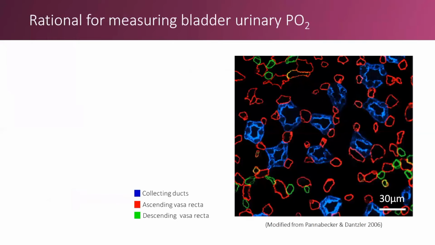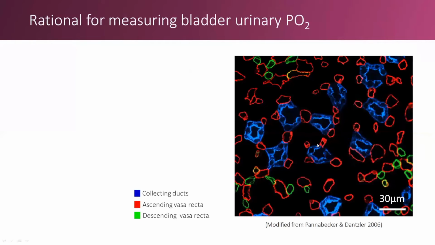So to do this, we looked at the renal vascular architecture, and what we're seeing in this diagram is a very nice diagram of the inner base of a rat medulla, where they have labeled the descending vasa recta, which is the blood supply to the renal medullary region, in green, and the ascending vasa recta in red, and the collecting ducts in blue. This is where the urine ultimately gets collected before it gets sent down through the ureter to the bladder.